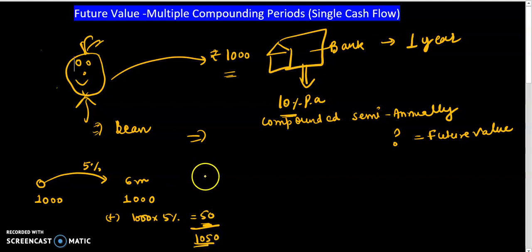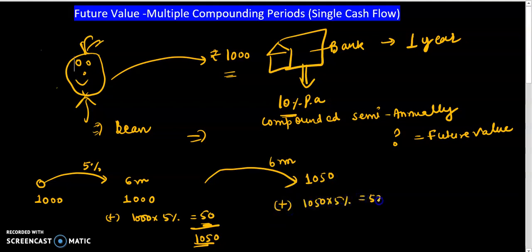Now, since the deposit is for a 1 year, after 6 months, bank will pay interest. Now, this time not on 1000, on 1050, 5%, 52.5. Now, the total value comes out to be 1102.5. Now, this is the future value in case of semi-annual compounding.